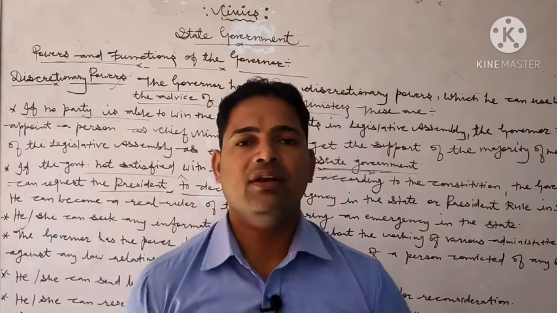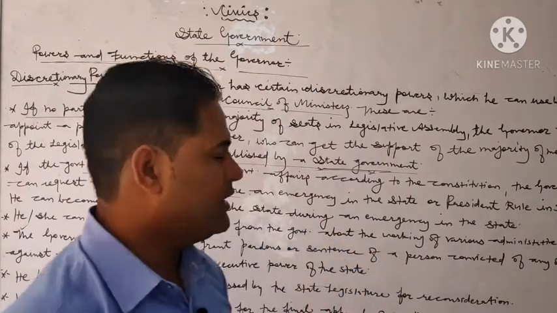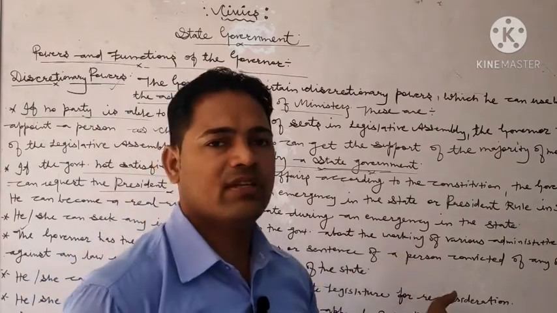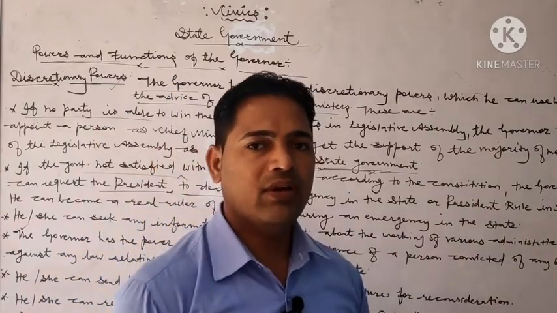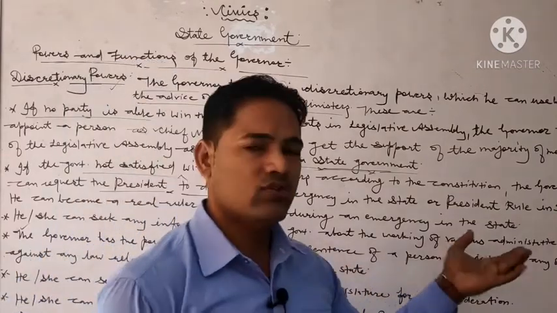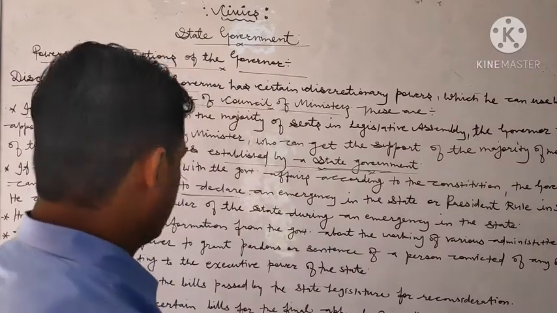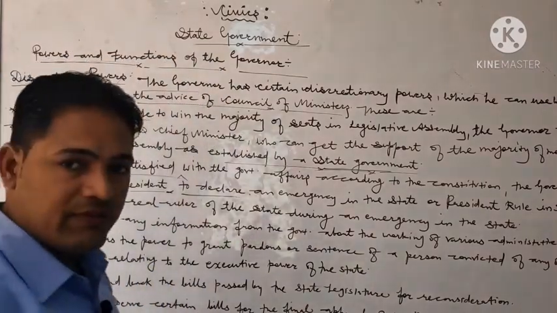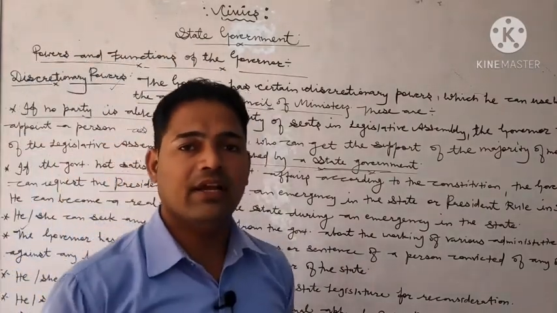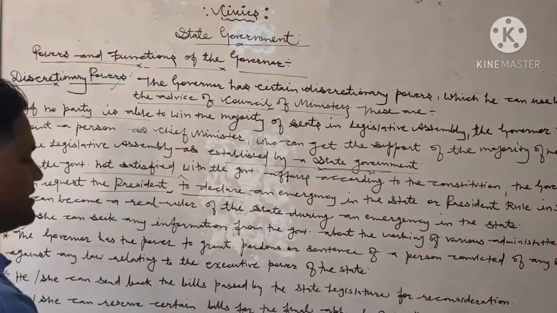Next, he can seek any information from the government about the working of various administrative departments. Different kinds of administrative departments are there. Whenever the governor feels that he should collect information about how they are working, what kind of methods they are using, what they are doing for the betterment, he can collect all this information from the administrative departments of the state government. This power is also with the governor, and the governor doesn't want any kind of suggestion and advice in this matter.